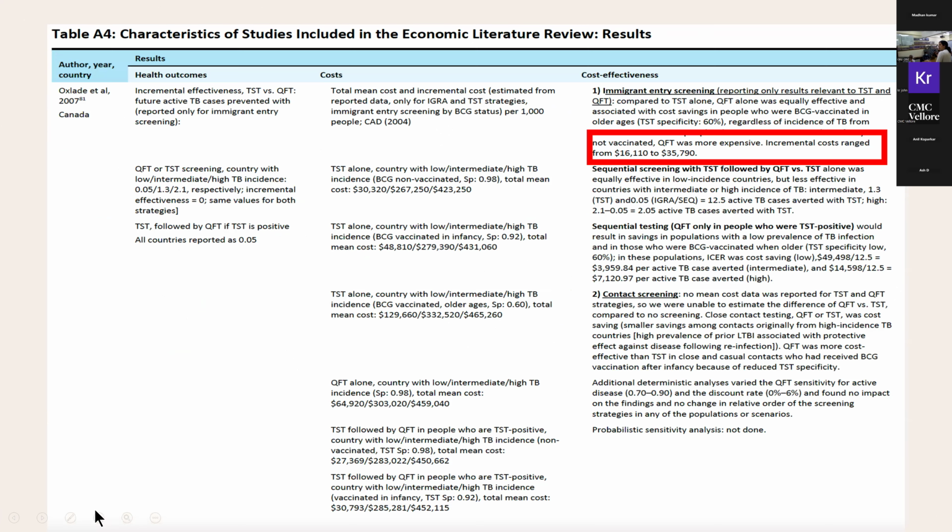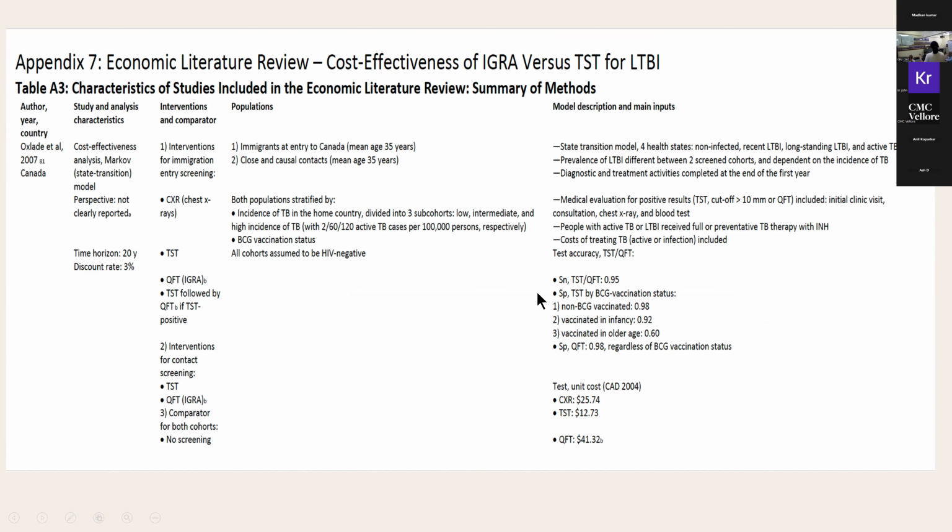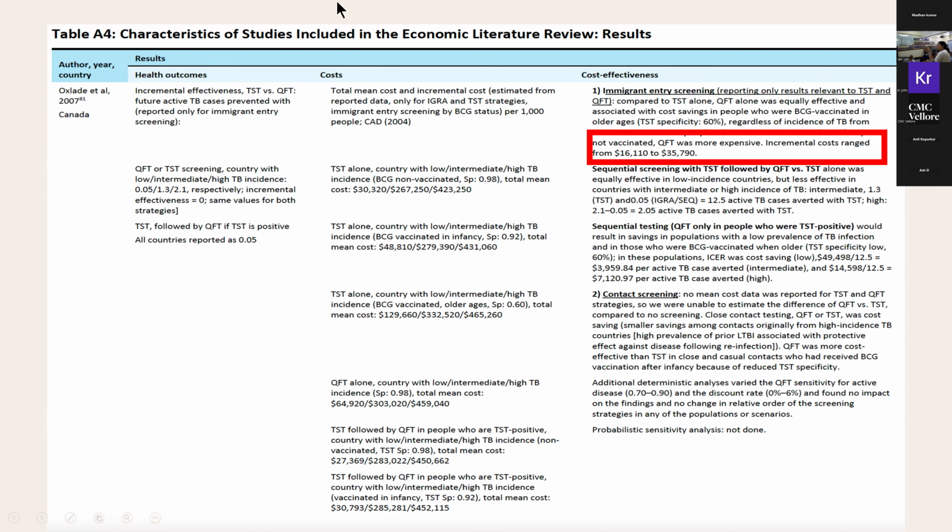I've only put one of the results in the interest of space, but like this, they've given results for each of the studies. And then they give you the results also as this table. It's quite extensive: the cost and then the cost effectiveness for immigrants, for sequential testing, contact screening. For the immigrant entry screening, the incremental cost range was around 16,000 to 35,000. That's how they've provided this result, and they've given it for each separate study.